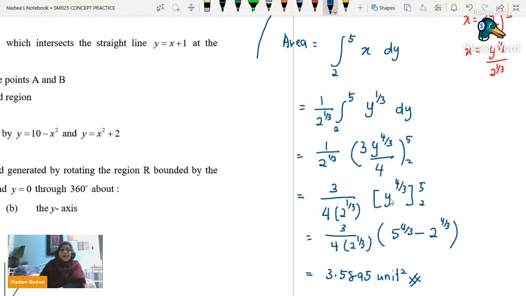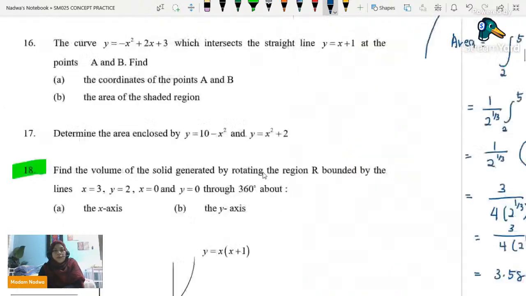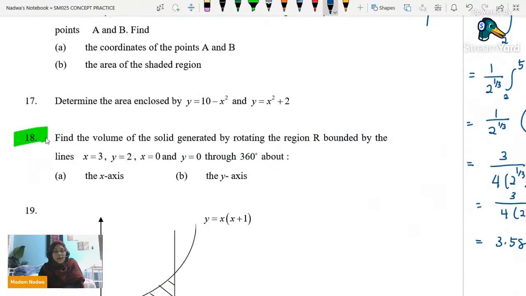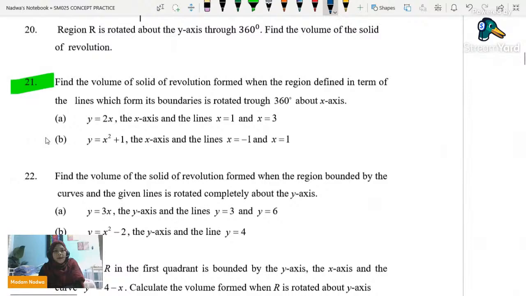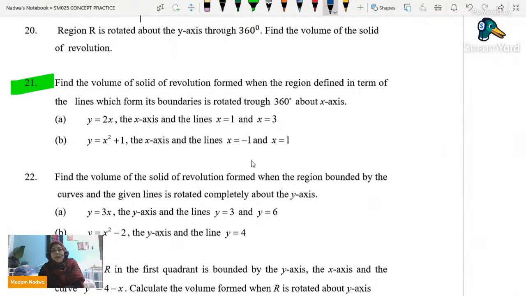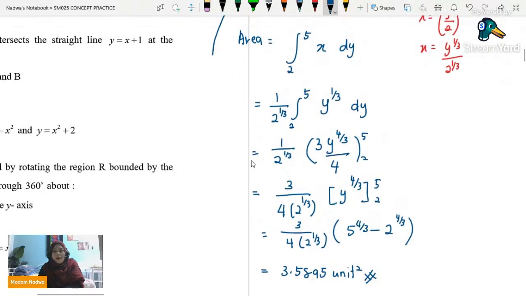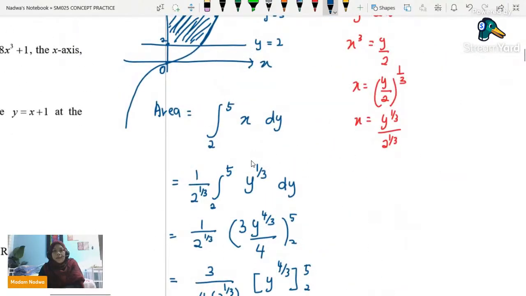So for those yang baru join pagi ni, kita nak discuss soalan konsep practice 1.4, question 14, 18 dengan 21. 18 dengan 21 tadi menariklah soalan volume. Itu tadi Rafiq Iqbal dengan Chong Ming Hui ada tanya.